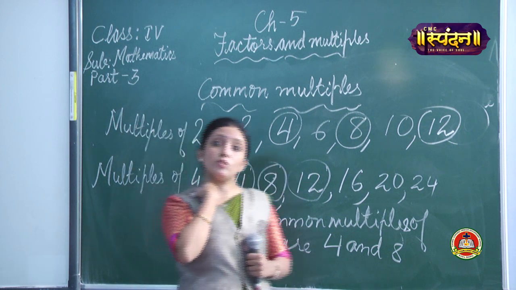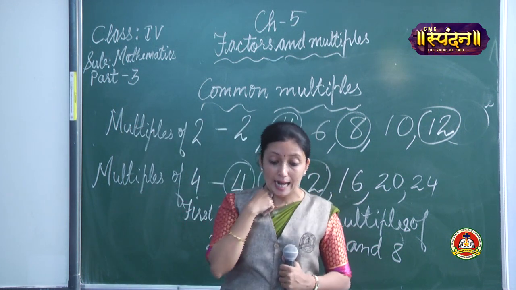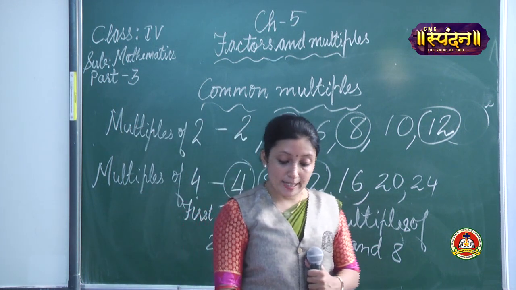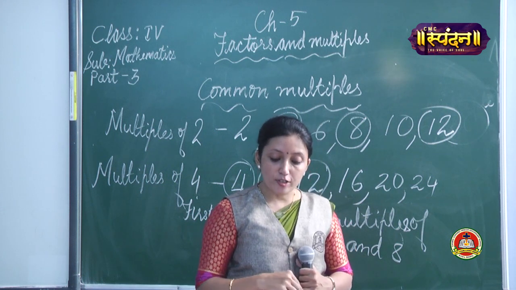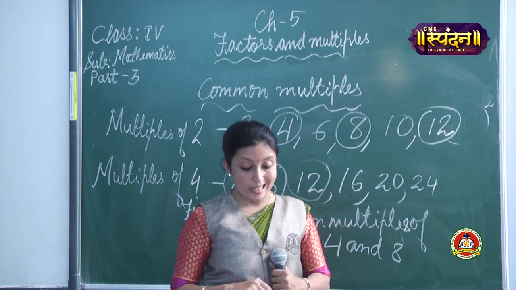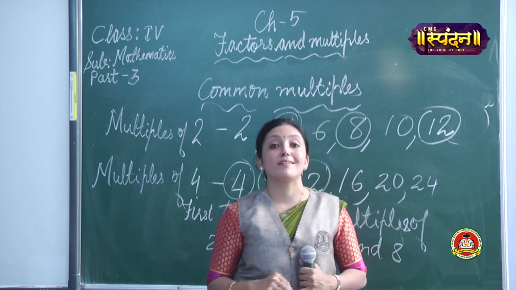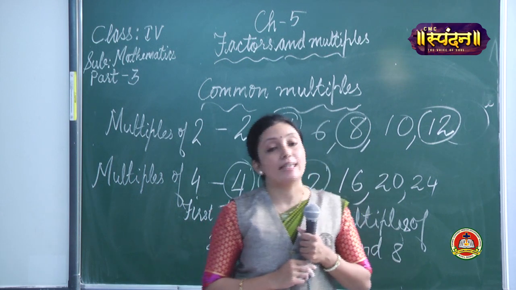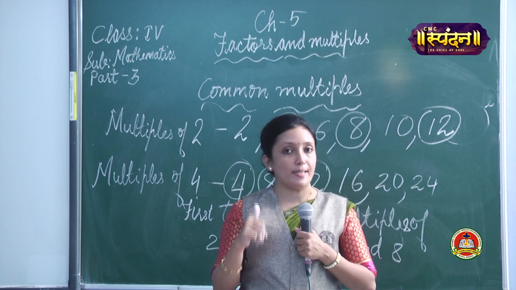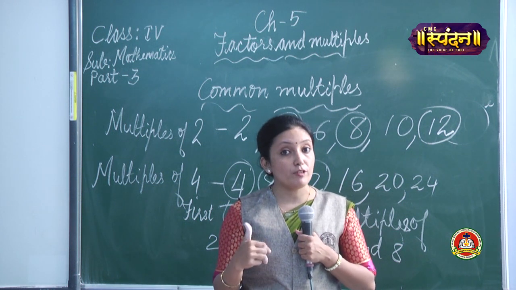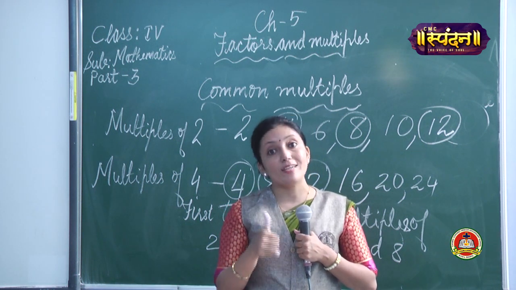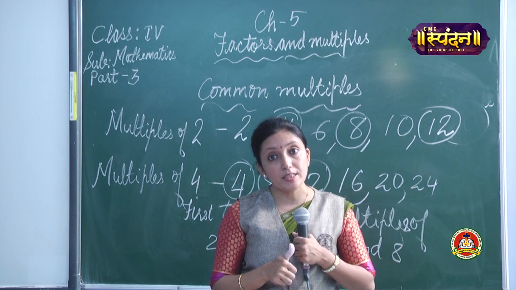Okay, so this was all about the common multiples, children. And children, one more thing I want to explain: here it has been asked, list the first 5 even multiples of 9 in question number 4, page number 138. That is like you will be writing the table of 9, but which ones do you have to find out? Only even. So this we have already learned, what are even numbers.